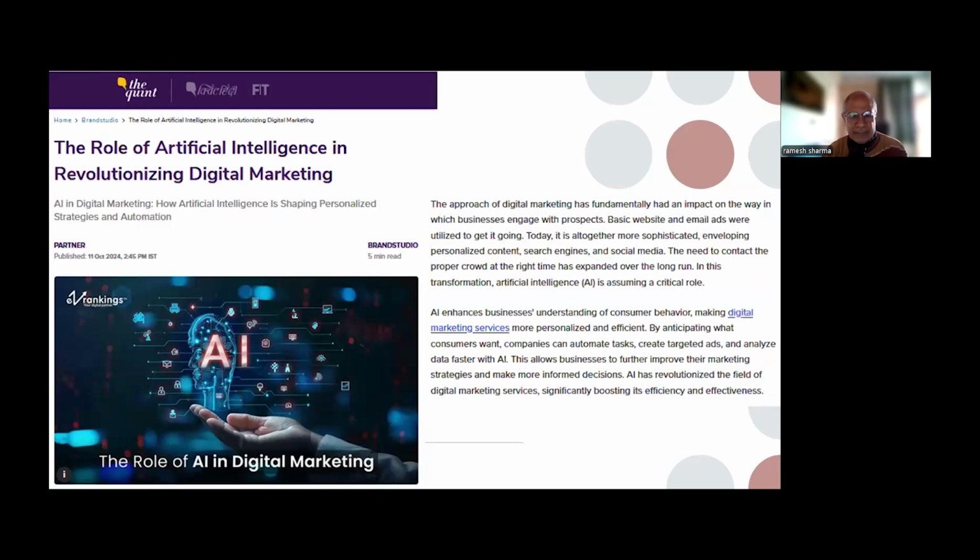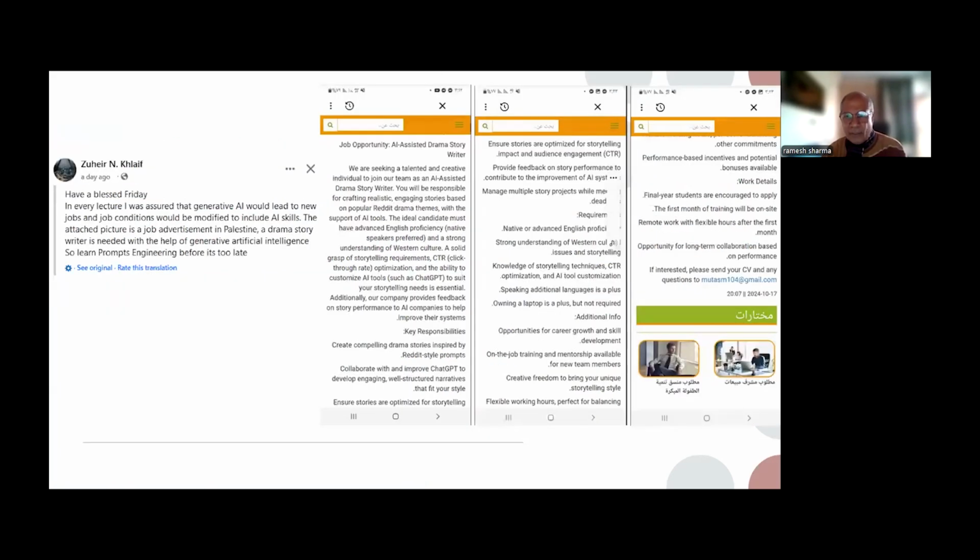It's impacting digital marketing, and not only that, it is being used even in job descriptions, where people are asking for a person who can use generative AI tools and has knowledge of prompt engineering. So they are openly promoting it.